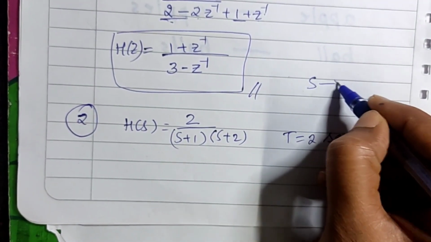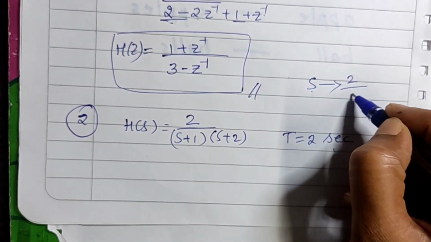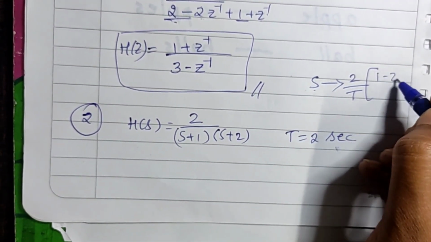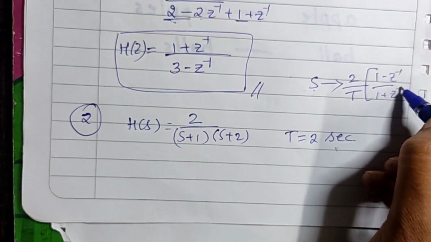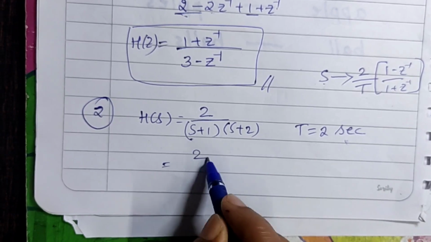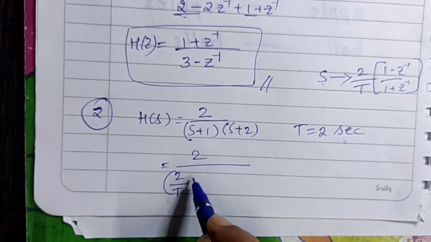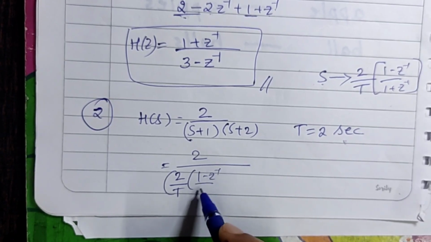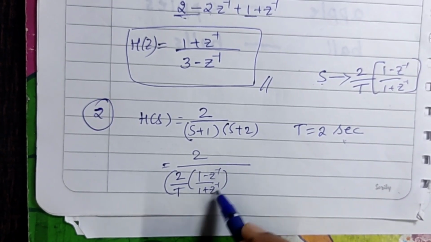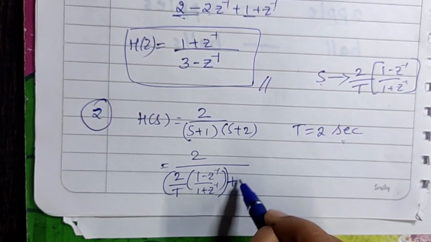We just have to substitute s by 2 by t into (1 minus z raised to minus 1) divided by (1 plus z raised to minus 1). So now we have 2 divided by this. In the place of s we substitute: s is 2 divided by t into (1 minus z raised to minus 1) divided by (1 plus z raised to minus 1). Okay, so this is s. This is s plus 1.